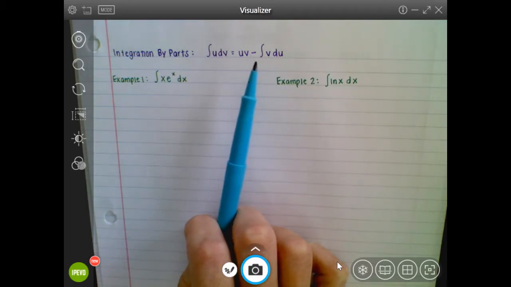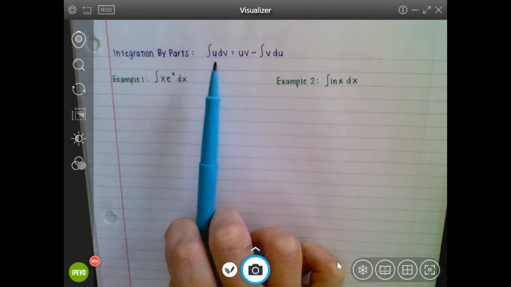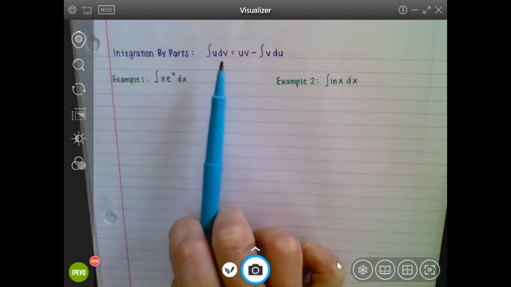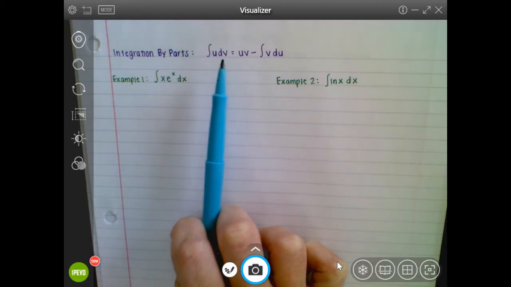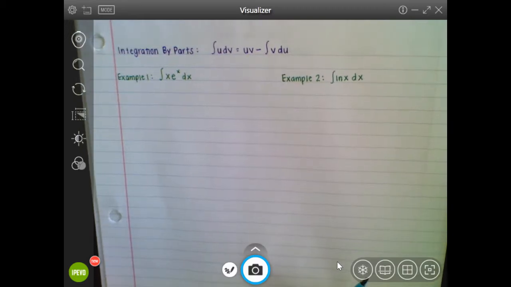So basically, the reason that we need to know integration by parts is because this u dv is a product. And we've undone some products when we use u substitution, and I'll show you why u substitution isn't always going to work. So integration by parts gives us a method to undo the product rule within an integral. So let's look at an example.